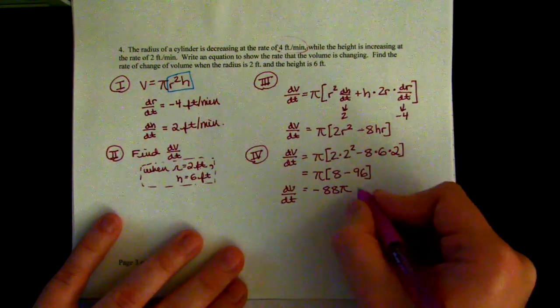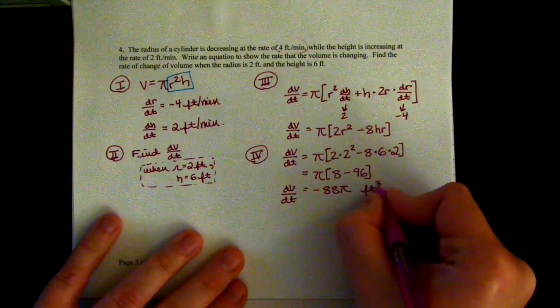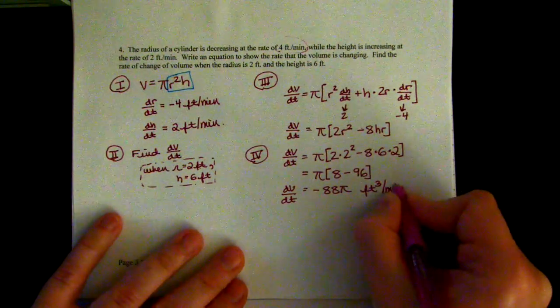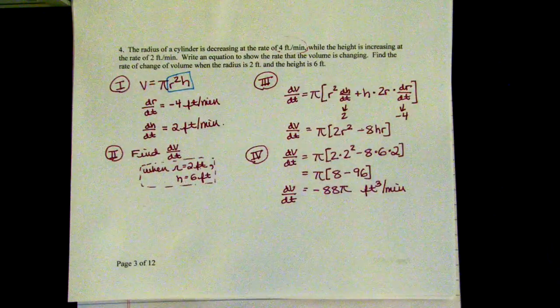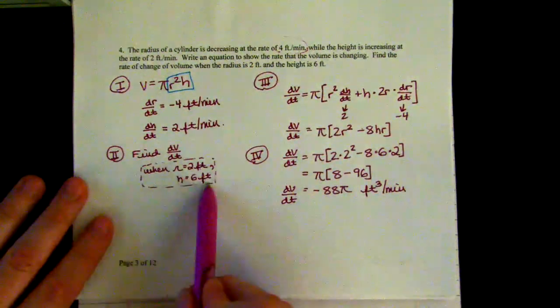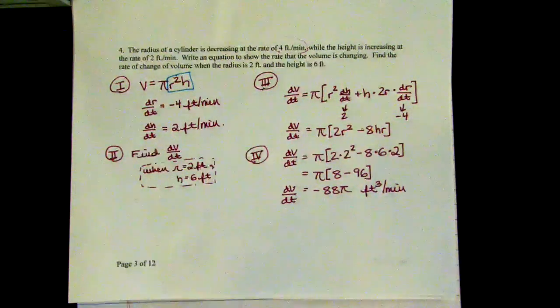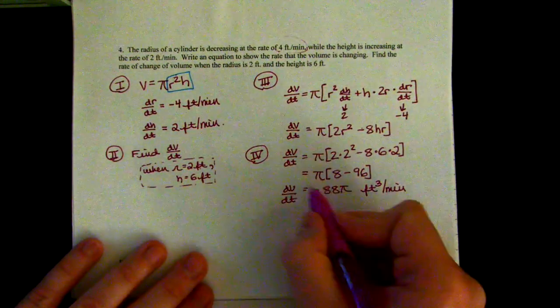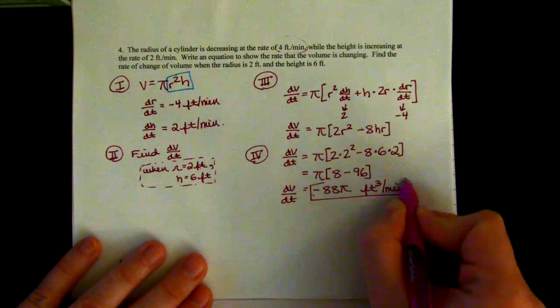This is volume, so I'm going to say cubic feet per, the units for time are minutes, cubic feet per minute. Does this mean when the radius is 2 feet and the height is 6 feet, so both of those things are changing, is the volume itself increasing or is it decreasing? Yeah, it should be decreasing because that dv dt, that rate of change in the volume, was something negative.